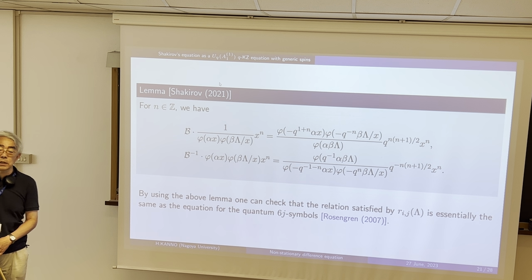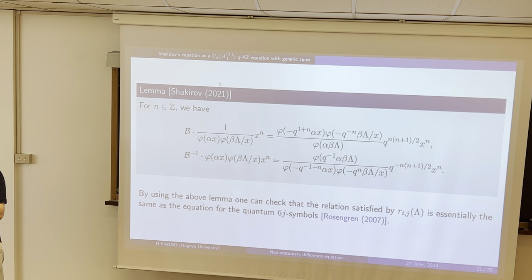So we reduce the problem by tuning the mass parameter. Thus, Shamir's equation is essentially equivalent to the QKZ equation for the quantum SU2 quantum affine algebra. So this is one very interesting point.